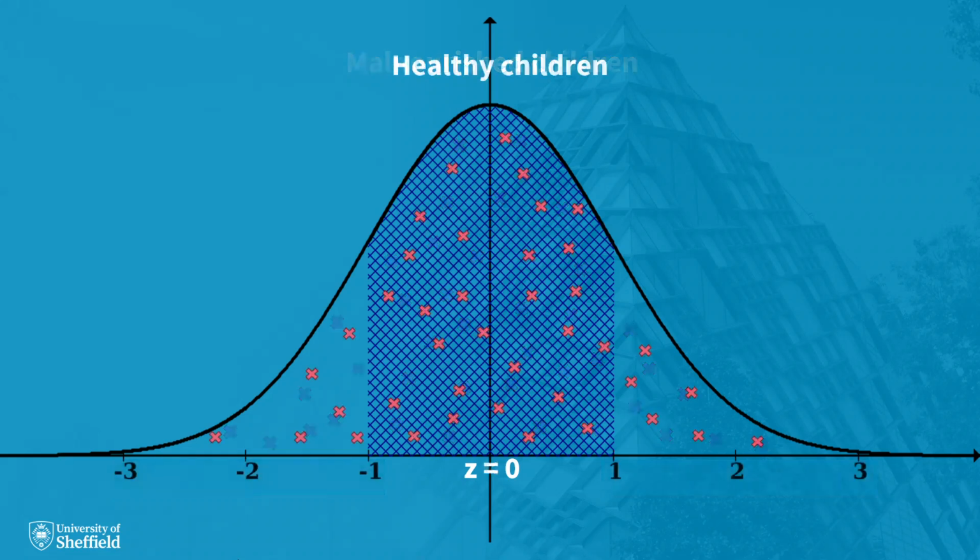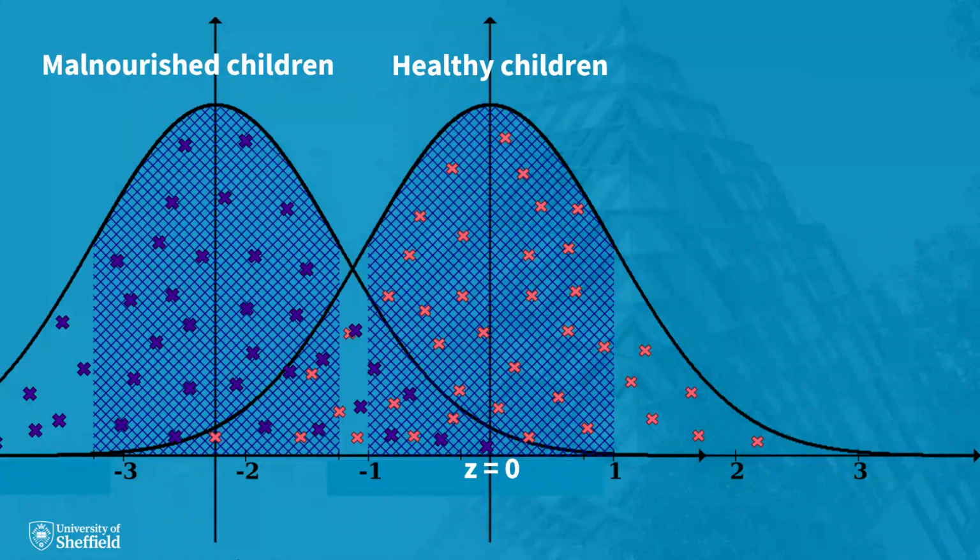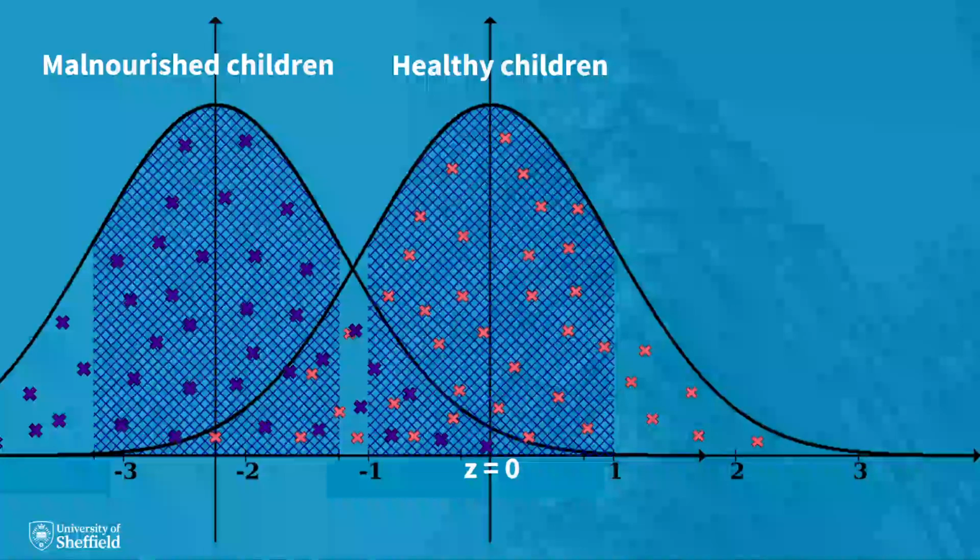Let's now superimpose our bell curve of malnourished children on our bell curve of healthy children. We would expect the distribution of malnourished children to be somewhere over here, to the left of the healthy distribution. The pink crosses denote our healthy children and the purple crosses are our undernourished children. But notice something interesting. These two distributions overlap.